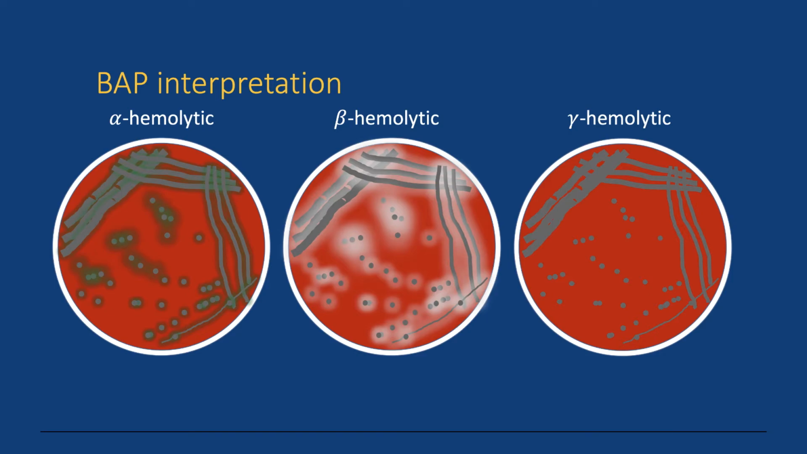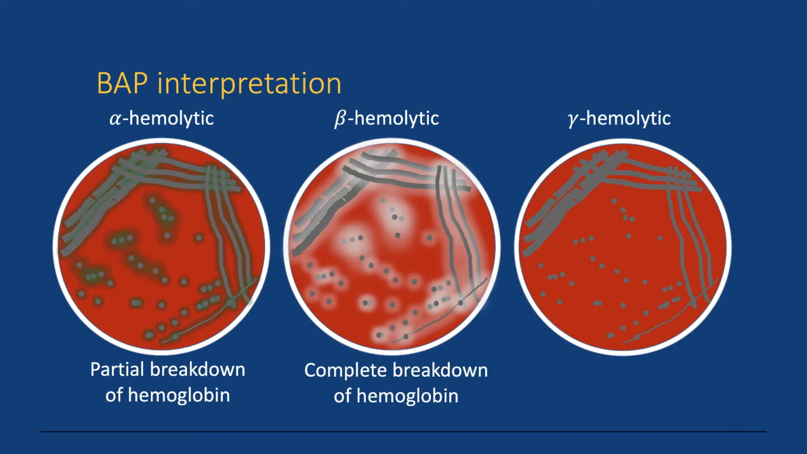To read the results of the bacteria on BAP, hold the plate up to the light so that you can see the color better. If the medium turned green around the bacterial colonies, they are alpha hemolytic. If it cleared up completely, they are beta hemolytic. And if the medium remained red, they are gamma hemolytic.